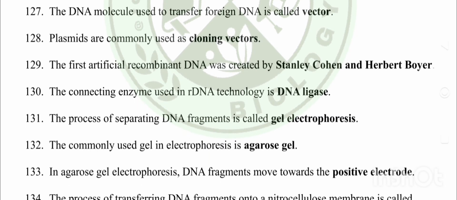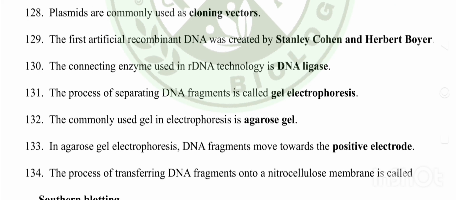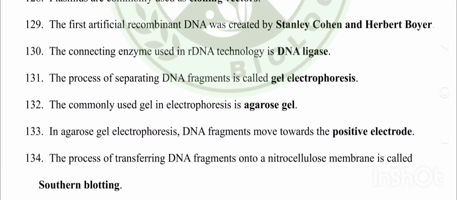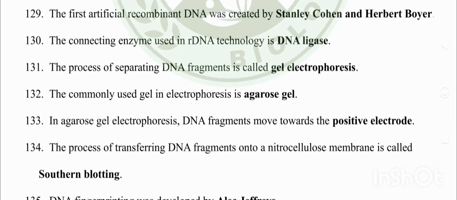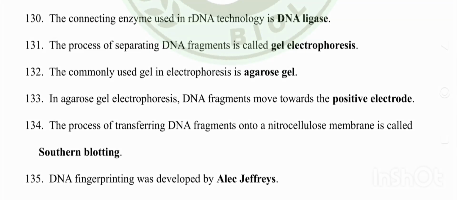128. Plasmids are commonly used as cloning vectors. 129. The first artificial recombinant DNA was created by Stanley Cohen and Herbert Boyer. 130. The connecting enzyme used in rDNA technology is DNA ligase. 131. The process of separating DNA fragments is called gel electrophoresis.